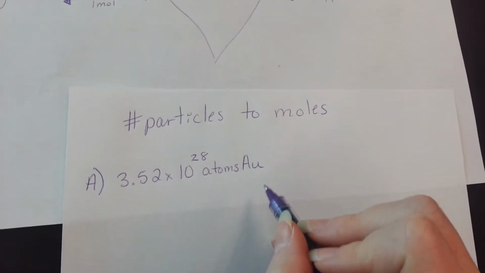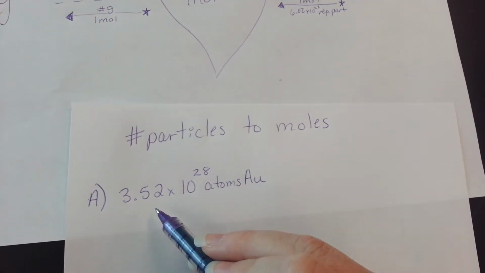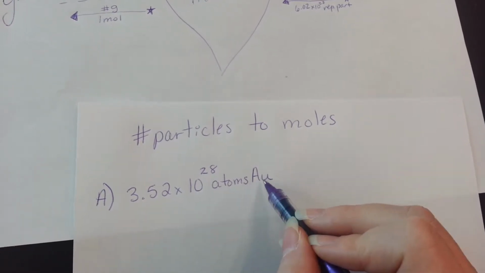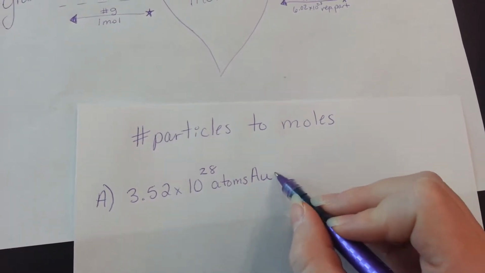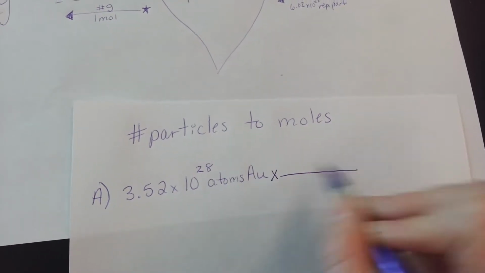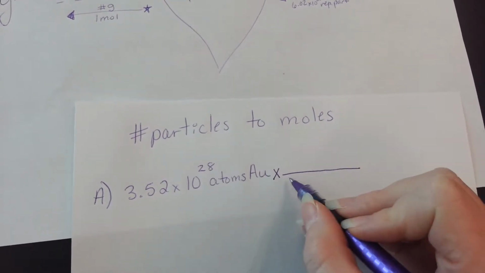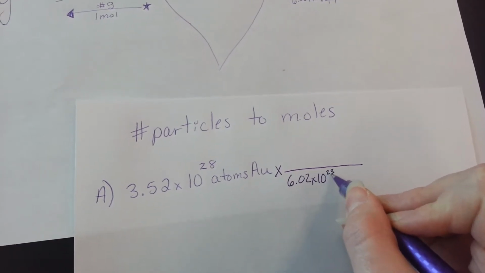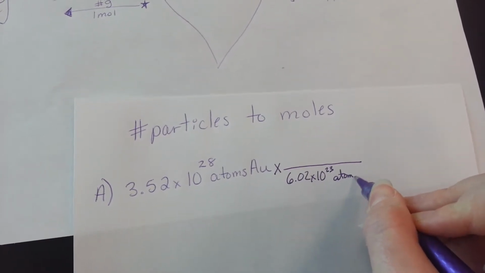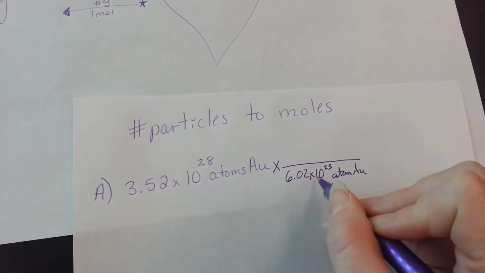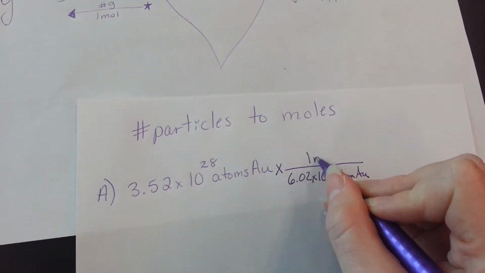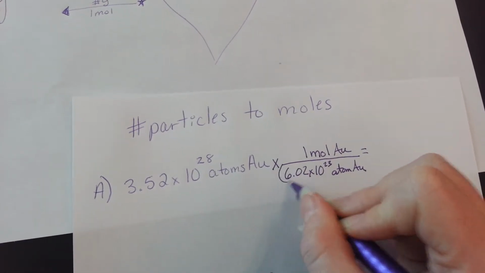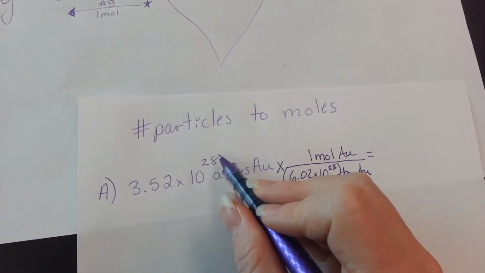So if I start with this example, I have been given that I have 3.52 times 10 to the 28th power atoms of Au. Au is gold. Well, in order to get rid of the atoms, I have to pick Avogadro's number on bottom, 6.02 times 10 to the 23rd atoms Au. And I know that there's that many atoms of Au in 1 mole of Au. Now, since Avogadro's number is on bottom, I will be dividing.